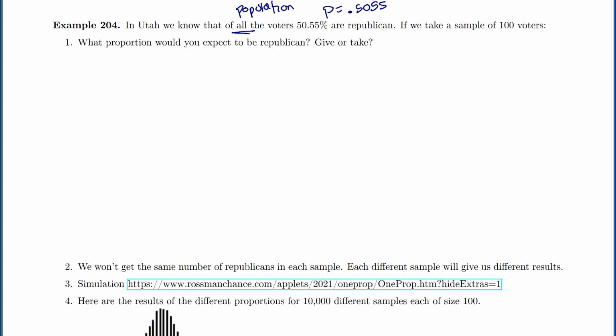0.5055 that are Republican. If we take a sample of 100 voters, so I want to take a sample and my sample size will be 100, what proportion would you expect to be Republican, give or take what? So to do that, we need to say, well, what is the expected value for my sample proportion? That's just equal to my population proportion p, so 0.5055.